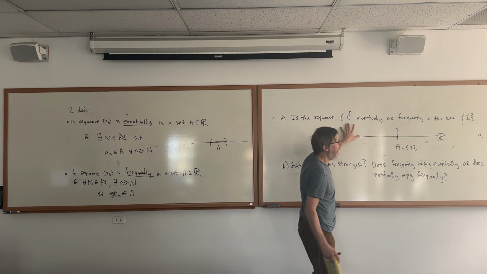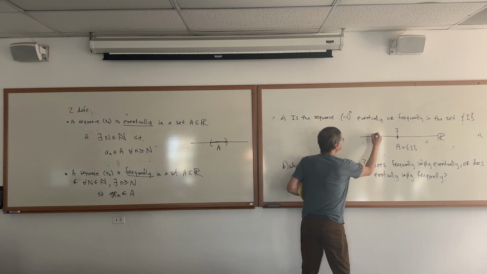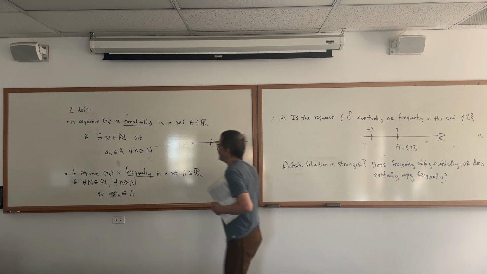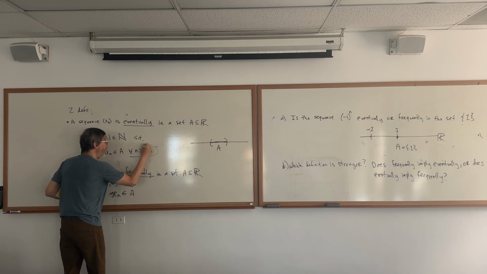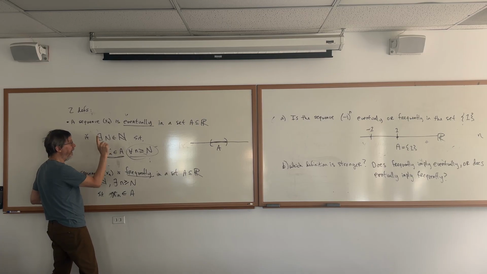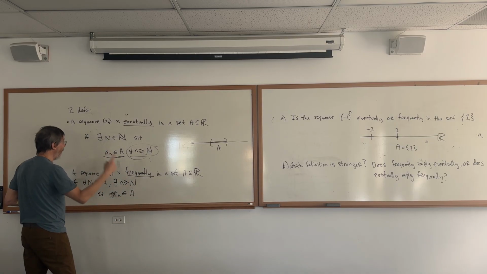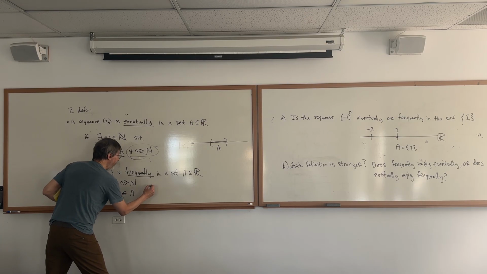This sequence, -1 to the n, goes, well, let's draw the picture out. Here's -1. It's alternating back and forth between those 2 points. So there's no cutoff point, there's no place in the sequence where from there on out it's always equal to 1. And I think everybody seemed to get that it's not eventually 1. However, it is frequently 1, because you tell me wherever you want to go into the sequence.